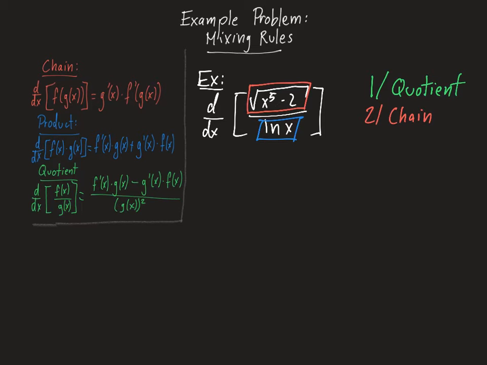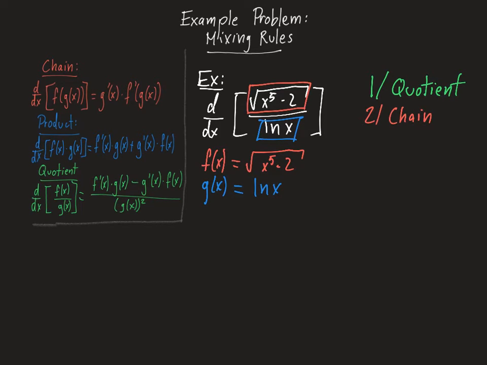It is sort of standard to call the numerator f of x. And we see that in this case, f of x is equal to the square root of x to the fifth minus 2. And our denominator is usually what we call g of x, and that's equal to natural log of x.